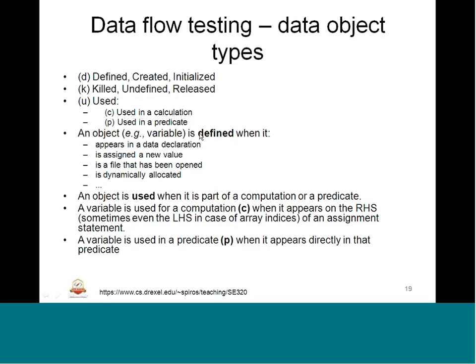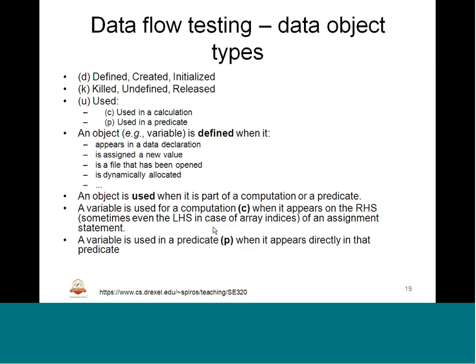The variable is used for computation when it appears on the right hand side. That means the variable is used when it is used for comparison or assignment, etc., some sort of computation. That is called a C type use of the data object. Sometimes even the left hand side of an assignment statement, in the case of array indices, will also be used.